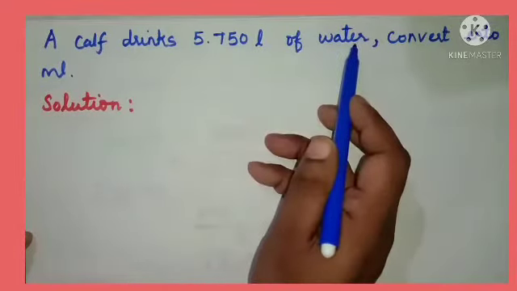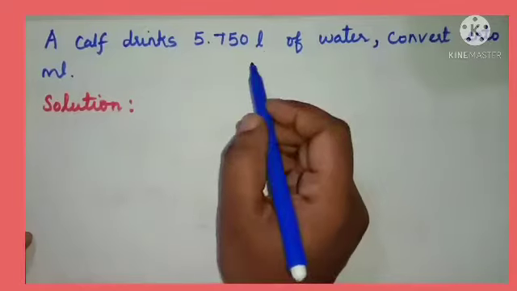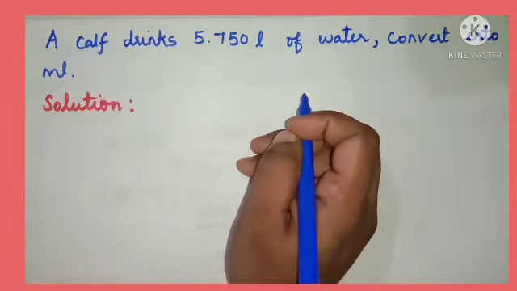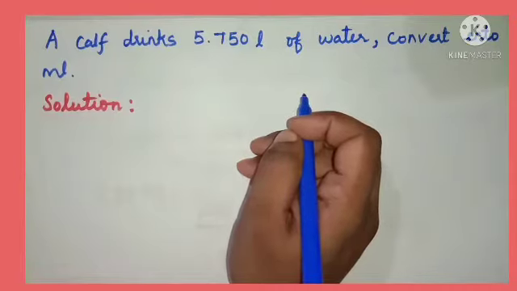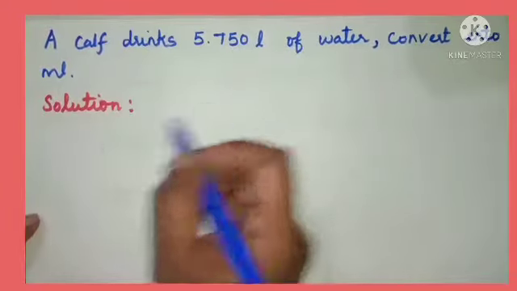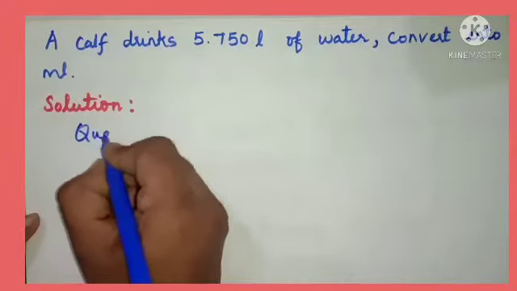A cow drinks 5.750 liters of water. Convert into milliliter. Liter into milliliter, from bigger to smaller. Yes, you need to multiply by 1000. Multiply the given value by 1000. Let us write quantity.